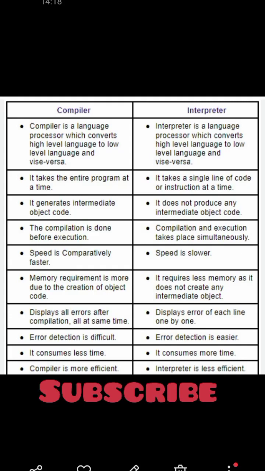In this video, we'll be seeing the difference between compiler and interpreter. So what is compiler? Compiler is a language processor which converts your high level language code into the low level, that is machine language. And what is interpreter? Interpreter is a language processor which converts high level language into low level and vice versa. Now we'll see more differences.